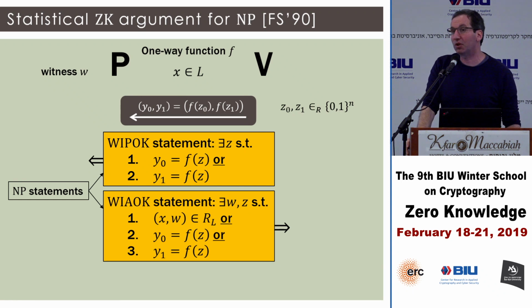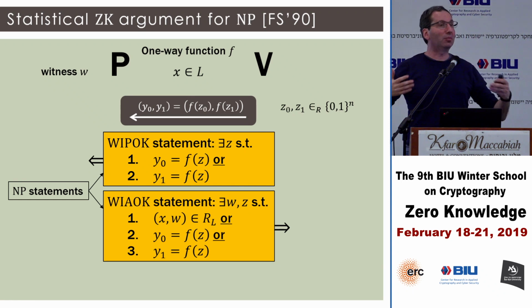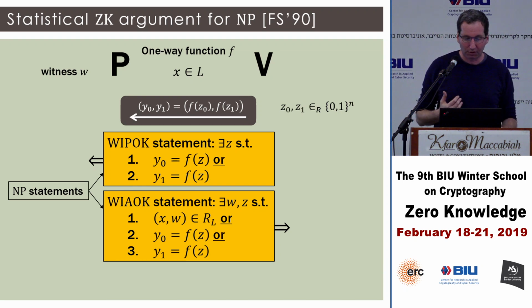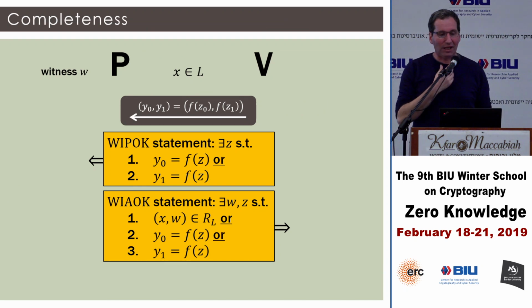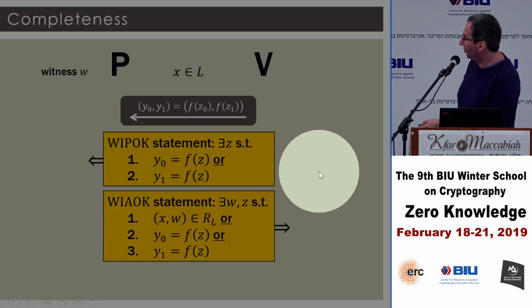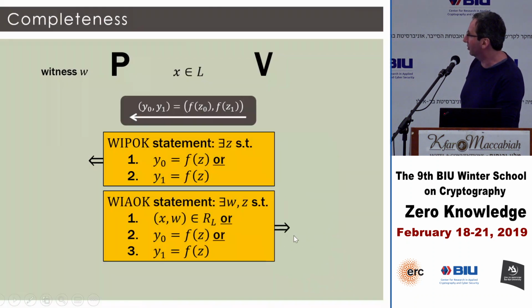Why is it important? Because when we prove a double witness indistinguishable proof of knowledge, we use the fact that the statement that we're proving is in NP, and we said that there exists such a witness indistinguishable proof of knowledge. The arrows indicate in which direction the proof goes, by the way. So this goes from the verifier to the prover, and this goes from the prover to the verifier.